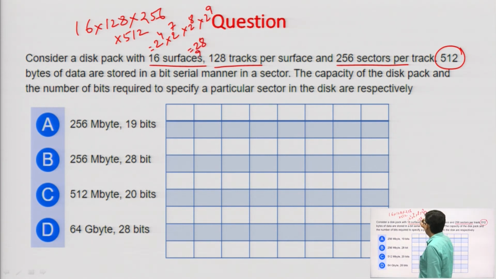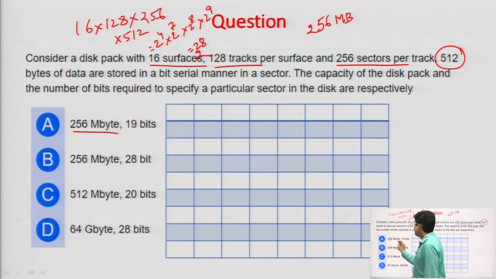So, this is the disk capacity, 2 raised to the power 28. So, 2 raised to the power 28 can be said to be 256 megabyte. So, the disk capacity is 256 megabyte. So, either we have this answer or we have this answer.